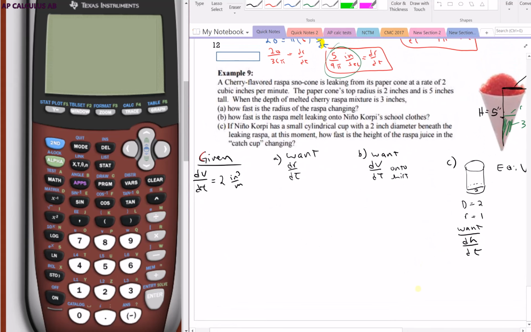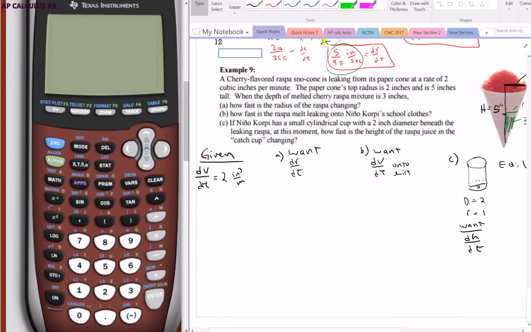Last one. A snow cone is leaking, right? So imagine you have a certain amount of snow cone in there. It's leaving the cone, right? Which means the volume is diminishing. The amount of snow cone you have is leaving. So they gave you dV dt is negative 2 inches cubed per minute.